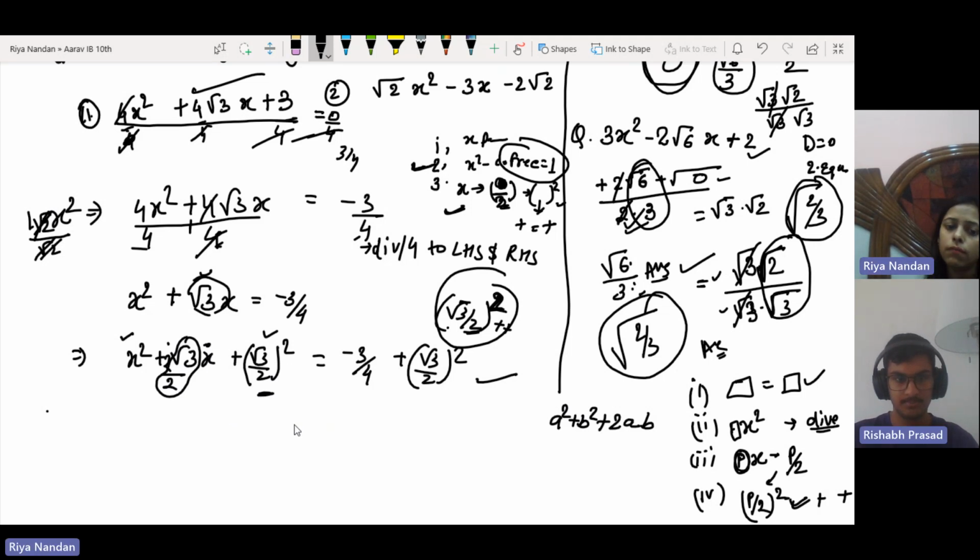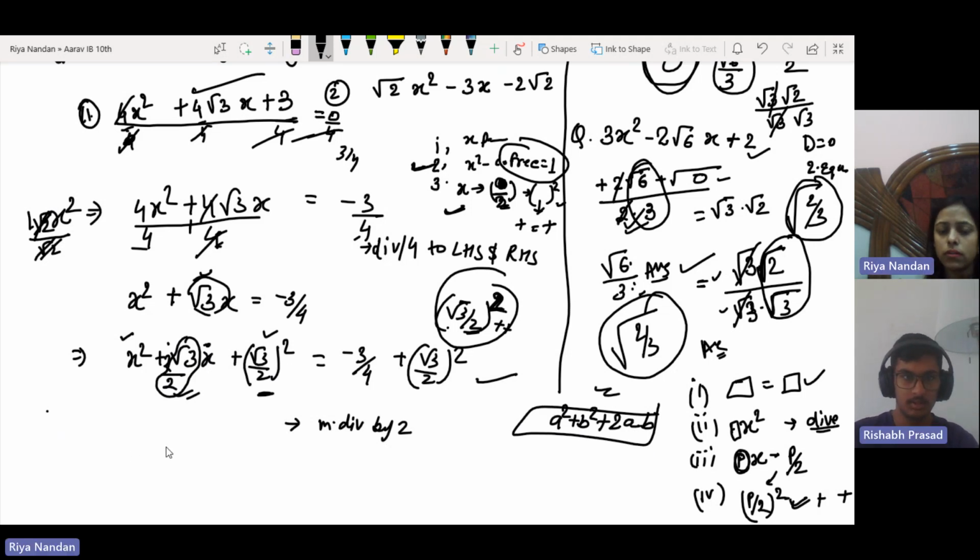So what we have done in this step, we are just multiplying and dividing by 2 to this term, correct? To fulfill this formula, to follow this formula, correct? So what would be the answer? a plus b whole square.